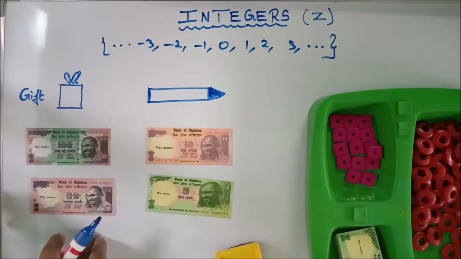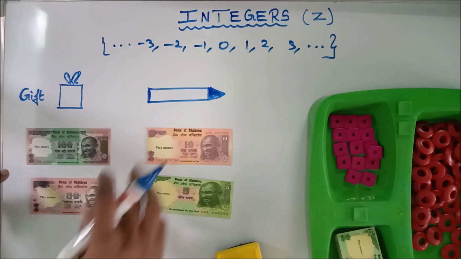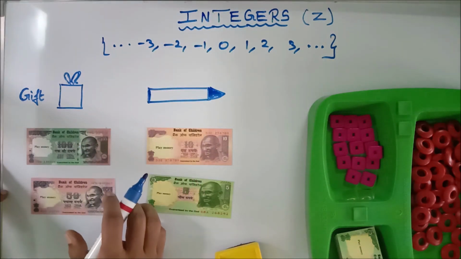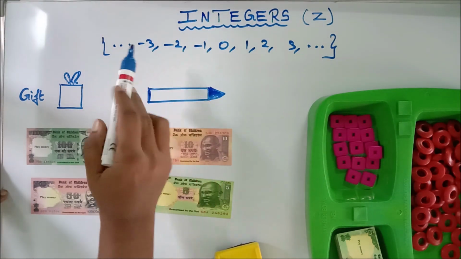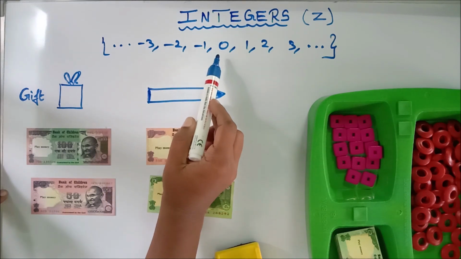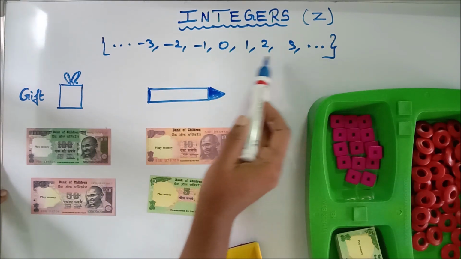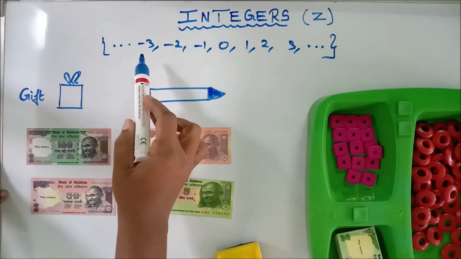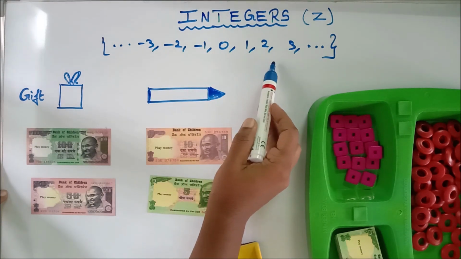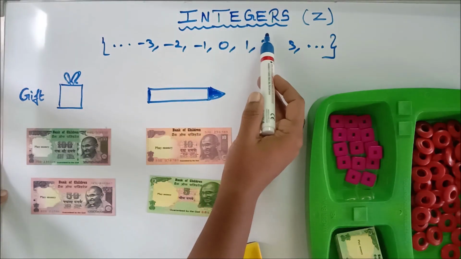Dear children, in today's class we are going to do the activity for the addition and subtraction concept of integers. Okay, you know what is meant by integers? Negative numbers, 0, positive numbers. We are calling these as integers. Negative numbers, 0, positive numbers are said to be integers.